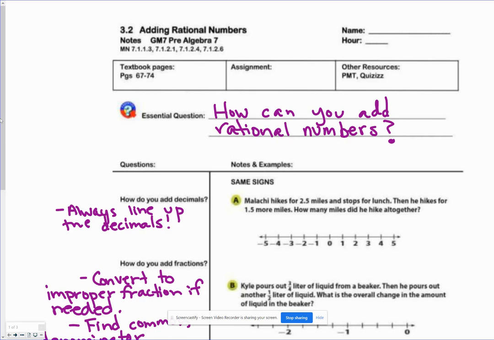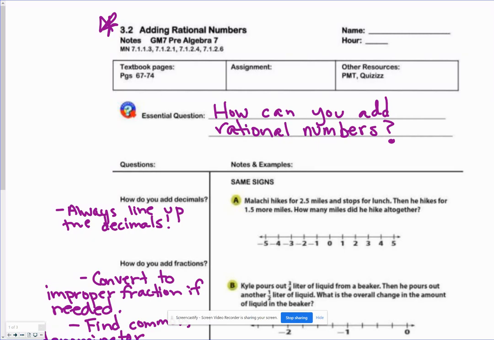Hey, welcome back. Today we are going to learn about lesson 3.2, adding rational numbers. So you should write that down on the top of your notes if you haven't. Adding rational numbers 3.2. Our essential question is, how can you add rational numbers? If we look back to yesterday's notes, we remember that a rational number is a fraction or a decimal or even a whole number. So today we're going to focus on adding decimals and fractions.